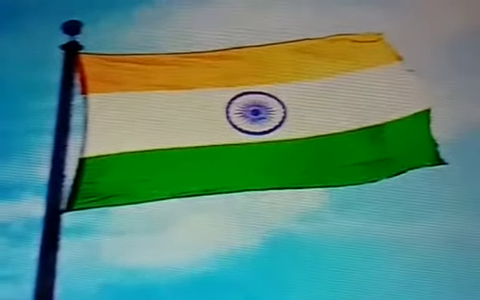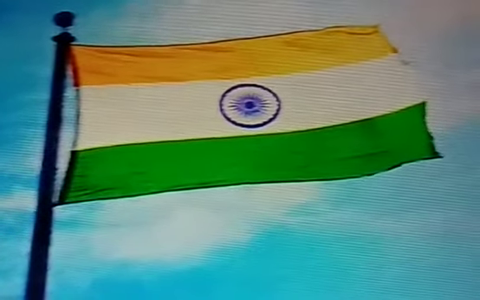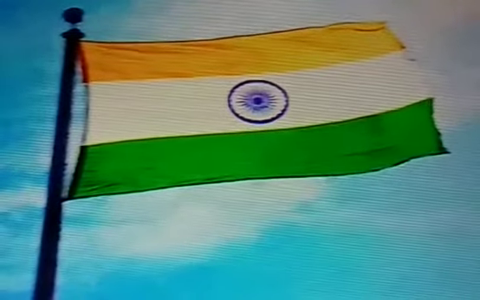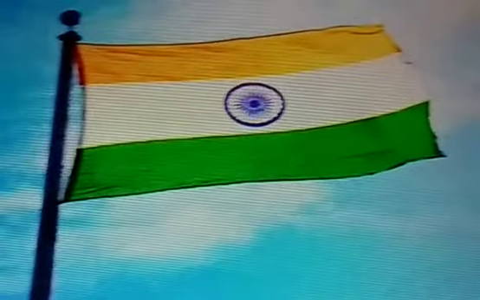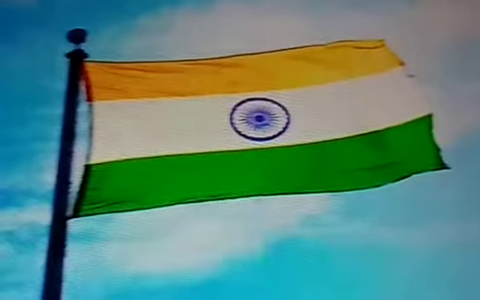The green band at the bottom stands for growth and prosperity. What is the meaning of the green color? It stands for growth and prosperity. As Indians, we should grow in wealth by earning a good living.